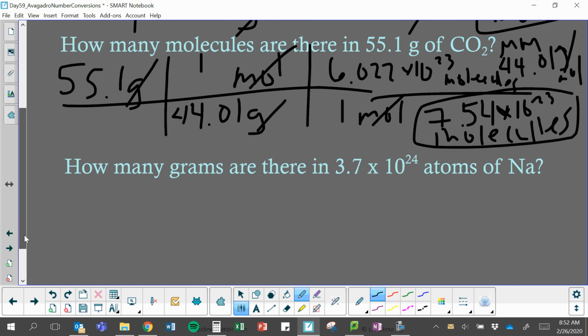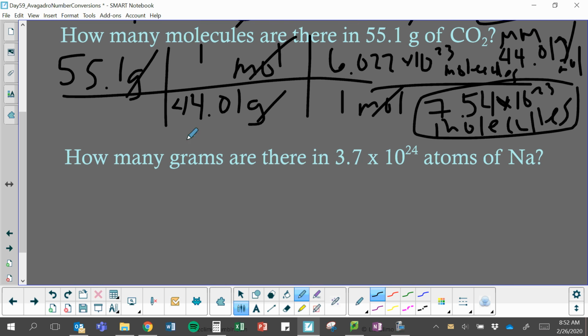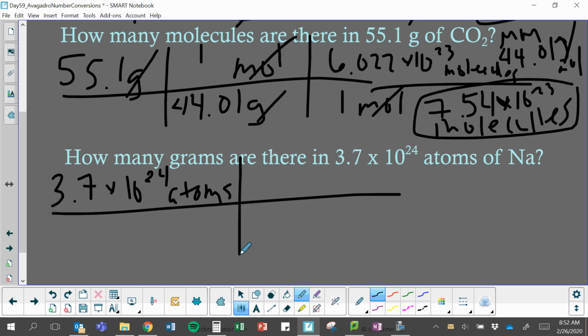And now we can even go the other way. We can be given the number of atoms or molecules and go to grams. So this time we're basically going the opposite direction. In this one, we will start with 3.7 times 10 to the 24th atoms, which is the same as our molecules in this case, because 1 atom makes up a molecule of sodium. So that means we want our atoms to go on the bottom, and we're going to convert it into moles first. Just like before, we're just going backwards.